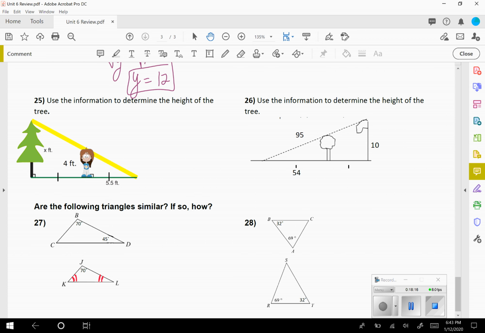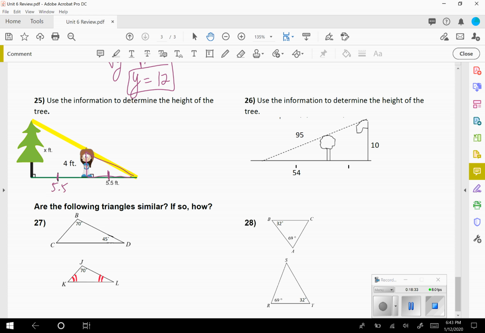All right, question 25. It says use the information to determine the height of the tree. Okay, it doesn't look like it, but we really have two similar triangles here. Okay, and remember, these marks mean that these are congruent. So this is also 5.5 feet.